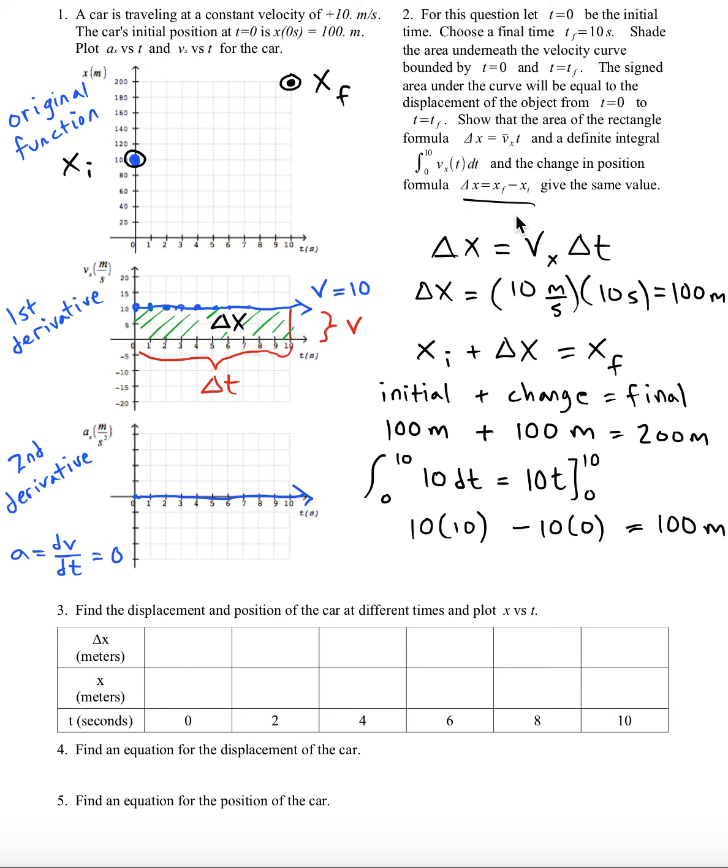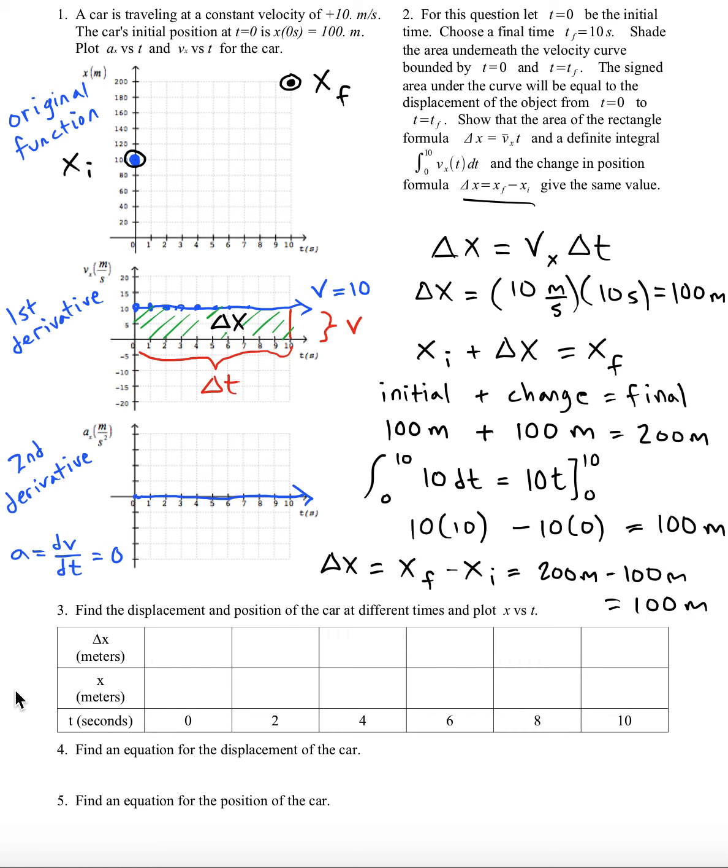Now, this formula here is a rewriting of the formula that I had showed in the middle. It just says delta x equals xf minus xi. 200 meters minus 100 meters equals 100 meters of change. What we'd like to do next is put different positions of the car into a table so that we'll know where the car is located at different times.